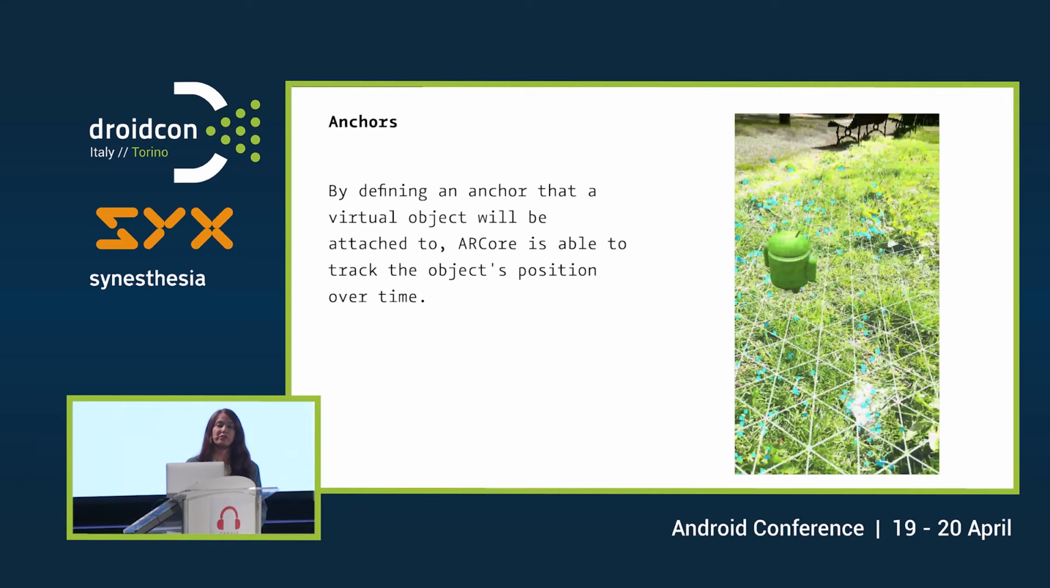This is important, too, because anchors and poses can change as ARCore improves its understanding of its own position and the environment. So when you want to place an object, you need to define an anchor to make sure that ARCore will track that object's position over time. This way you can ensure that the relationship between your virtual object and the point in the real world from the user's perspective remains anchored even as the device moves around.